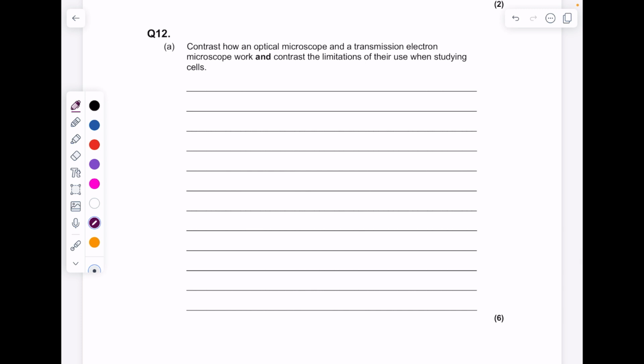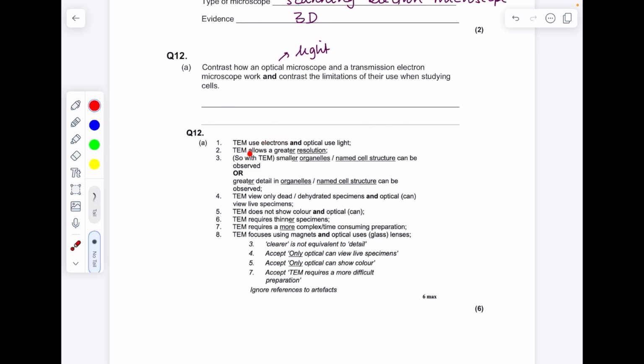Contrast how an optical microscope and transmission electron microscope work, and contrast the limitations of their use when studying cells. Let's just have a look at the mark scheme here. So this is just a matter of learning these notes off by heart. It's worth 6 marks, so it's worth doing.